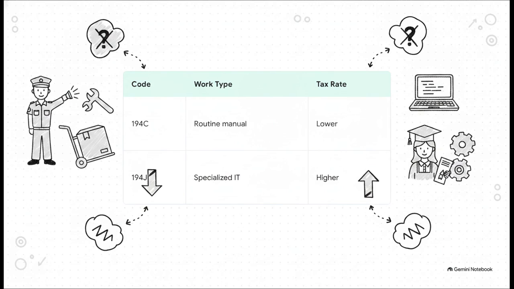It's almost always mixing up 194C and 194J when hiring outside agencies. Look at it this way. 194C is for routine, manual, physical, or operational work, like hiring a security guard team. It enjoys a much lower tax rate. 194J, on the other hand, is all about technical experts. We're talking specialized knowledge, degrees, consulting, IT services, the whole shebang. Because you're paying for that elite brainpower, it gets hit with a higher tax rate.